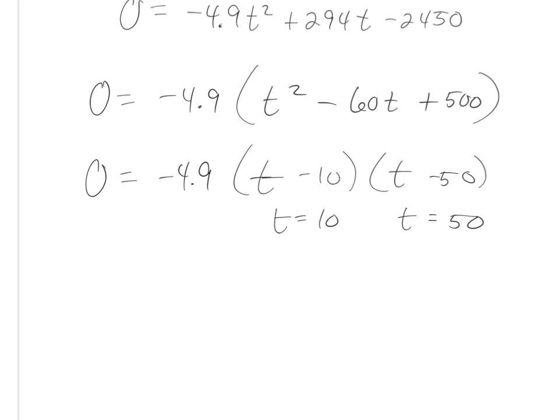So how much time has elapsed between those two times? Here's the balloonist right here in the hot air balloon. T equals 10, and then on the way down, T equals 50. How much time has elapsed between 10 and 50? 40 seconds.